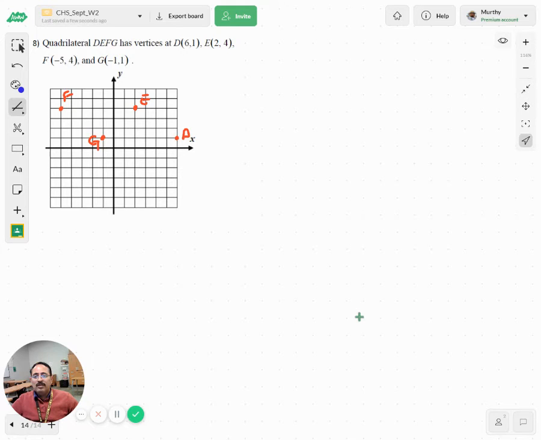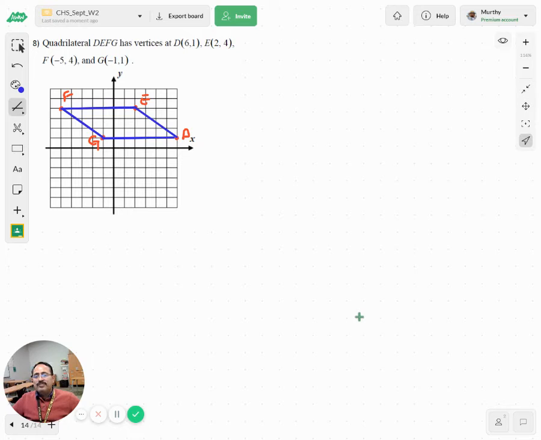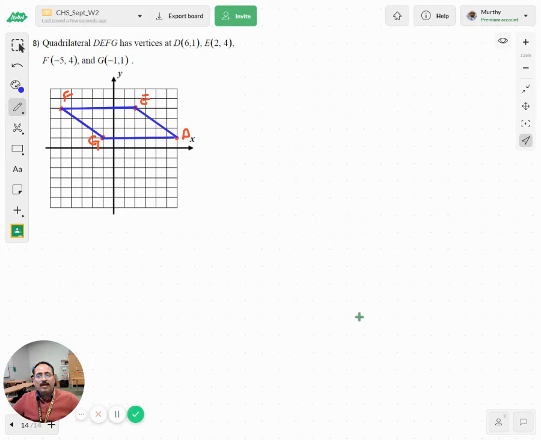So let's try to join them. Okay, this is not a square, not a rectangle. So let's see what shape this is. I see that this is a parallelogram. This is a parallelogram. So first of all, you know how to find the area of a parallelogram.